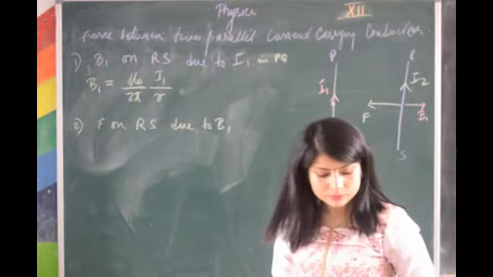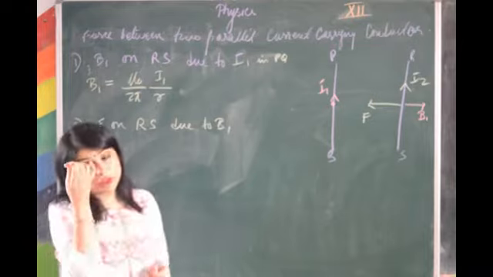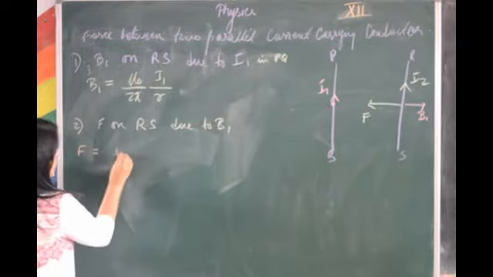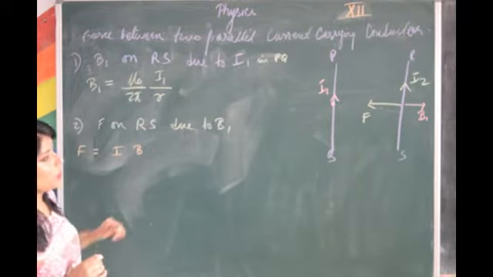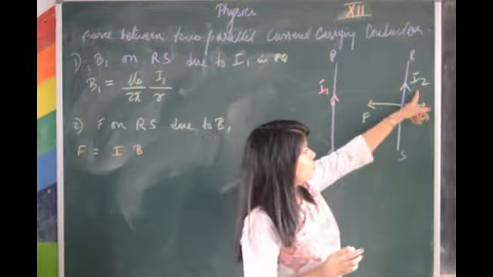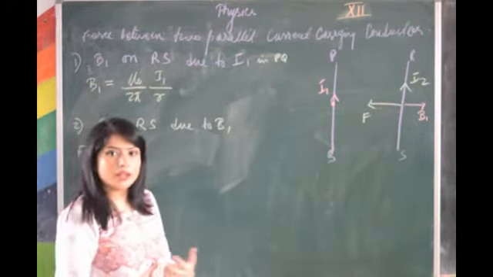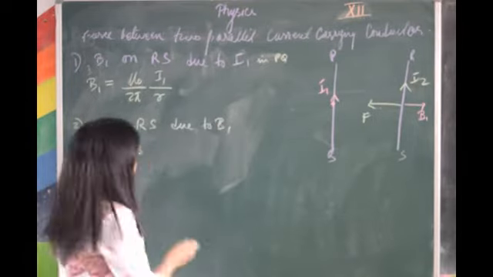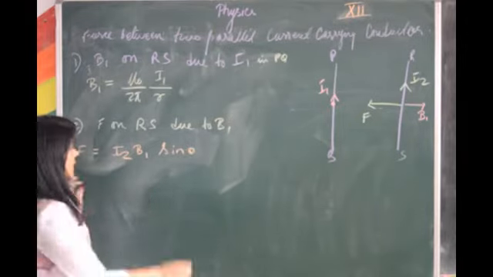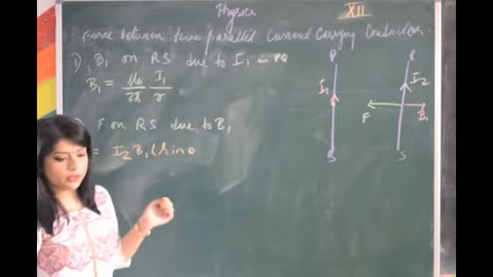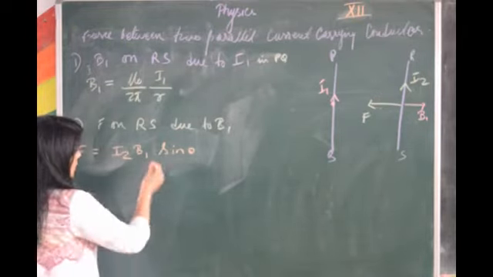Remember that. Now what will be the amount of force? F is equal to, we have another equation, that is I B L sin theta. Now which current are we assuming? We are assuming current I2. Which magnetic field are we considering? That is B1. And sin theta. IBL sin theta, where L is the length of the conductor. Alright, let me write capital L.